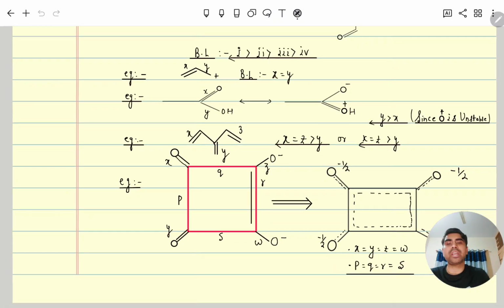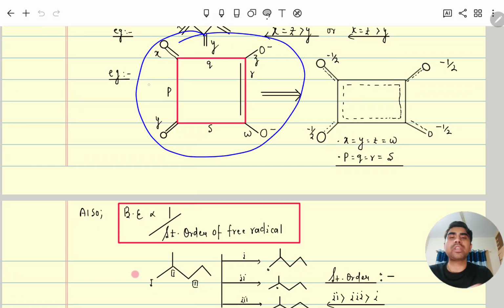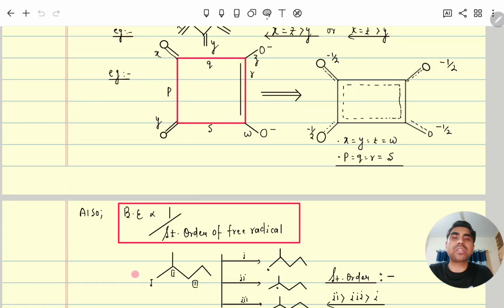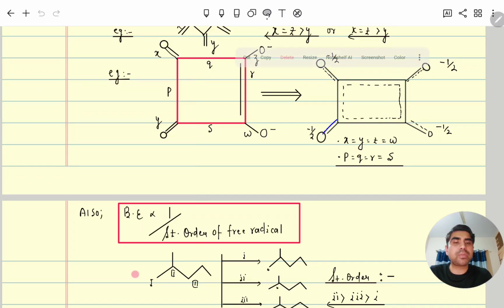Now this is squaric acid. Squaric acid, this is the conjugate base. So in the squaric acid conjugate base, you can see its resonance hybrid is coming like this. In that, all those bond orders are the same, which means the bond lengths are the same, X = Y = Z = W, and the bond lengths of P, Q, R, S will be the same.